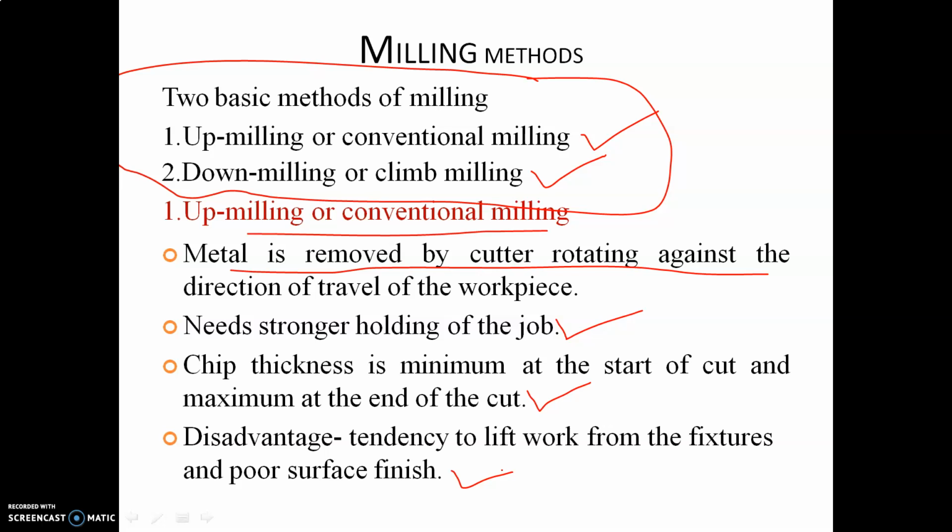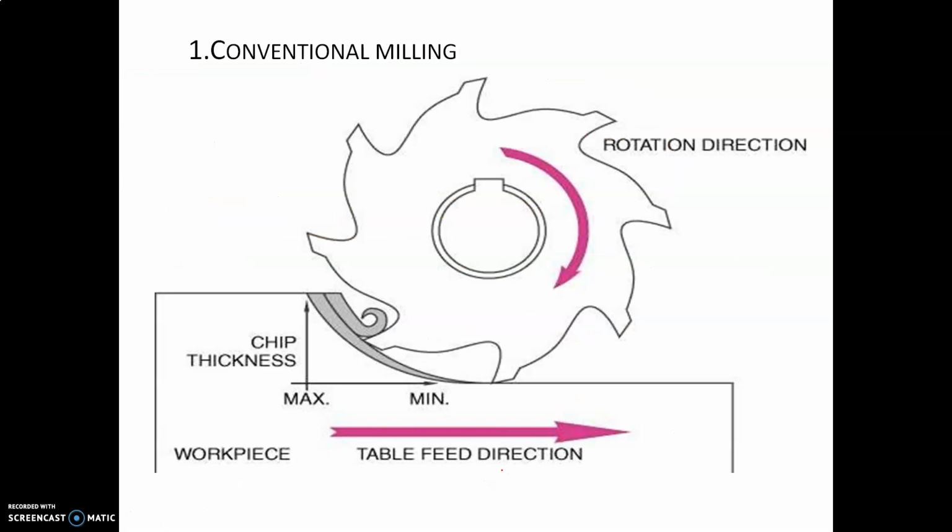In up milling, one of the major disadvantages is lifting the work from the fixture. This is the conventional milling, or sometimes called up milling. When the workpiece is moving in this direction, the cutting tool is fed opposite to the workpiece movement. This is called up milling. Both workpiece and cutting tool move against each other. Next, the thickness of metal removed: from the starting, the thickness of the chip removed is minimum. When it reaches the final stage, the thickness of the chip is maximum. It removes metal from minimum to maximum in conventional milling or up milling.